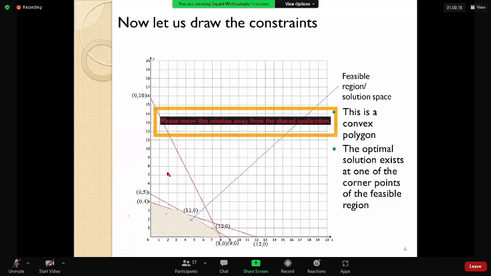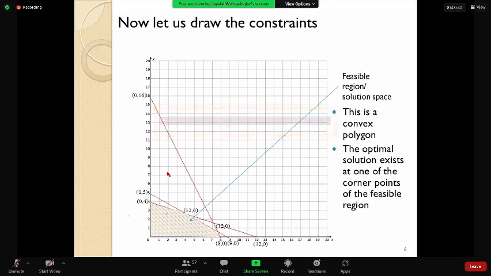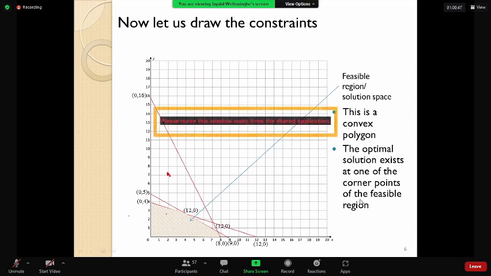Now convex polygon, that one I will explain later. I want to draw and show you what are the types of convex figures, but usually you will get all figures convex, so you don't have to worry about that one in this module. But we want to focus on this theorem. When we have convex polygon, the optimal solution exists at one of the corner points of the feasible region.